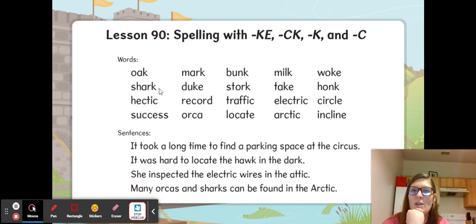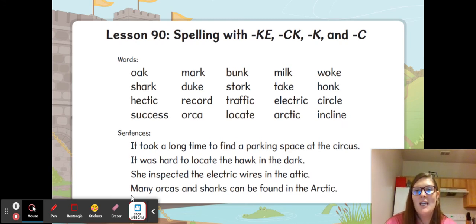Okay, let's read these words with all the k in them. Okay, oak, shark, hectic, success. There's that k in the middle. Mark, duke, record, k in the middle. Orca, k in the middle. Bunk, stork, traffic, two syllables. Locate, k in the middle. Milk, take, electric. Look, this one has that CT. Okay, we don't put the K there. And we have more than one syllable, so we have the C at the end. Arctic, okay, same there too. Woke, honk, circle, incline. All right, great job.